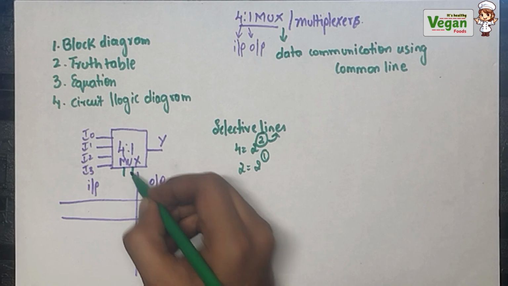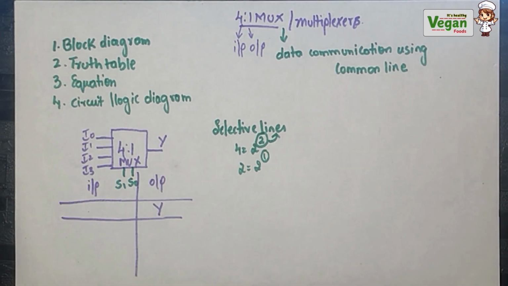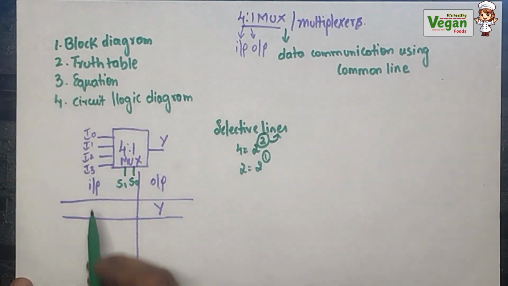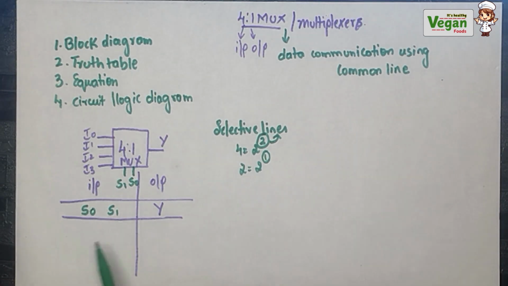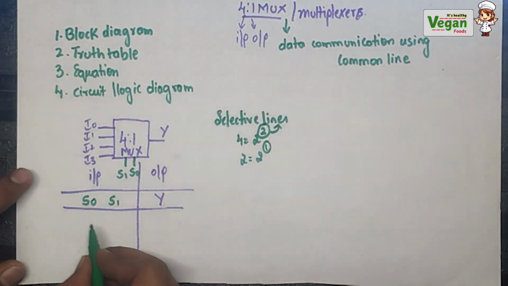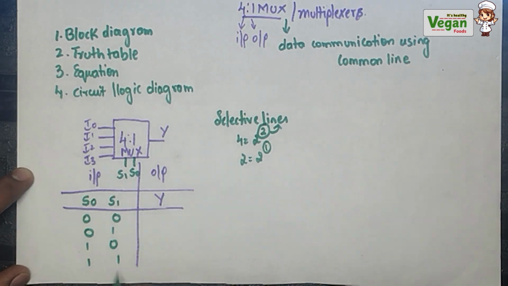Here we will be using 2 selective lines. Let's call them S0 and S1. So these selective lines will act as inputs, S0 and S1. Since we are having 2 inputs, what will be their combinations? The combinations will be 0 0, 0 1, 1 0, 1 1.